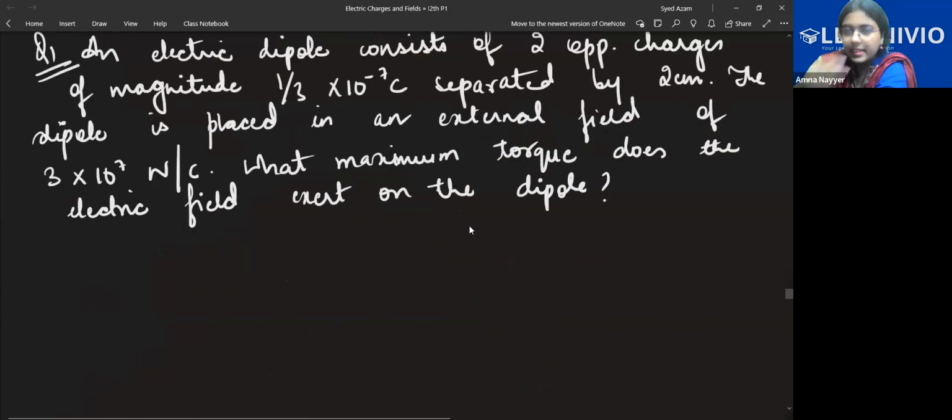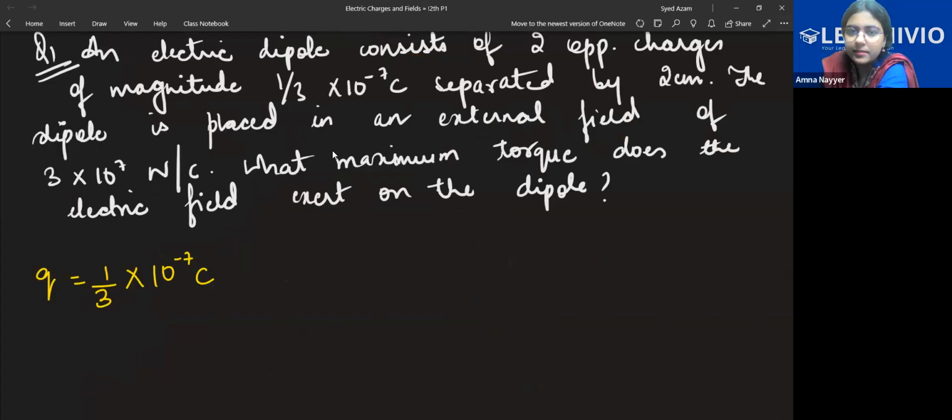See, this says that an electric dipole consists of two opposite charges of magnitude, means the magnitude of the charge is 1 by 3 into 10 to the power minus 7 coulomb, right? And they are separated by 2 centimeters. The dipole is placed in an external electric field given as 3 into 10 to the power 7 Newton per coulomb. It is asking what is the maximum torque that the electric field exerts on the dipole. So class, can anyone tell me what is the angle here? Because it's not mentioned in the question. How will I solve it?